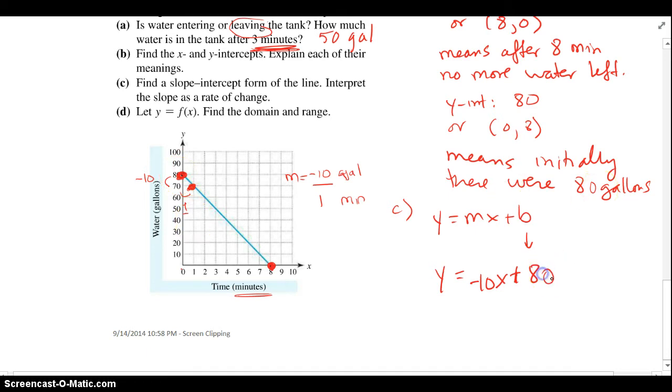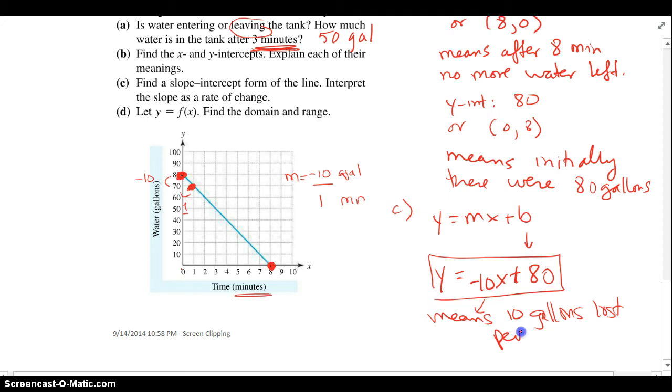The y-intercept is 80, so my equation in slope-intercept form is y = -10x + 80, and the slope means that 10 gallons are lost per minute. In other words, it's leaking at 10 gallons per minute.